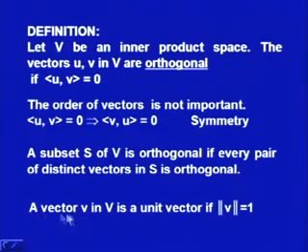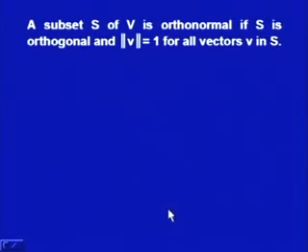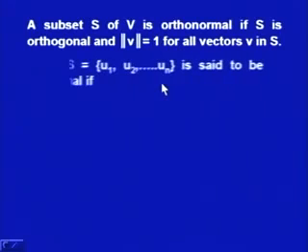And then a vector v in V is a unit vector if the norm of this vector is 1. That is how we define a unit vector. A subset S of V is orthonormal if S is orthogonal and the norm of v is equal to 1 for all vectors v in S. That means, if these two properties are satisfied for subset S, then this is called orthonormal. The first property is that S is an orthogonal set and the norm of each vector in S is 1. That is how we define an orthonormal set.